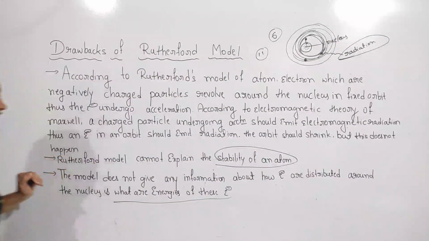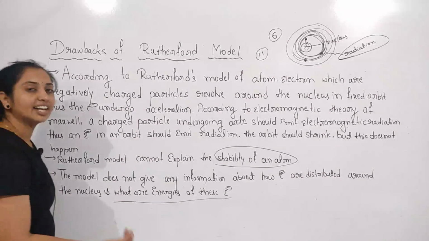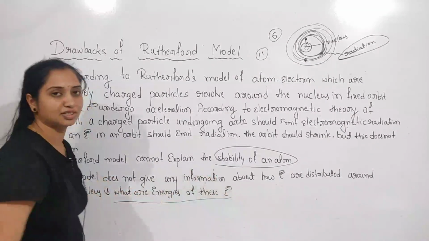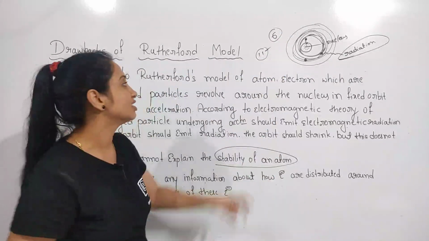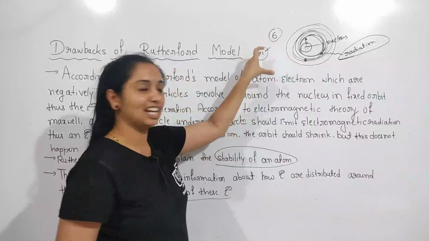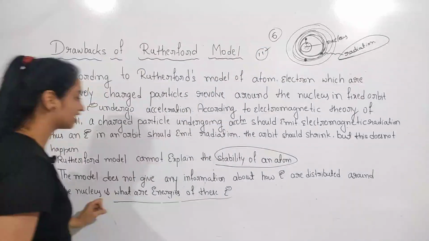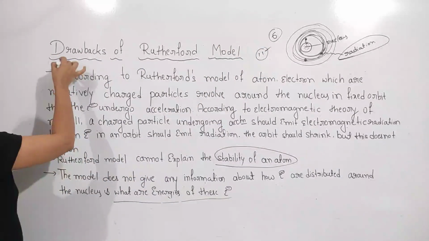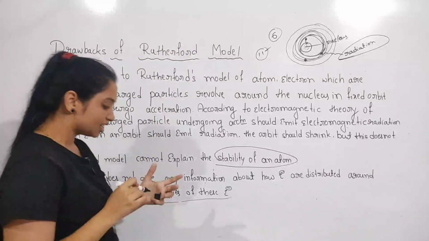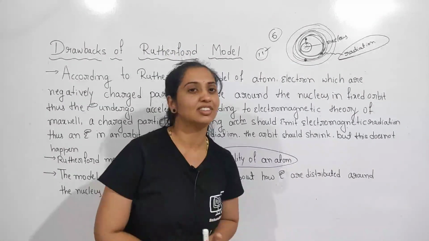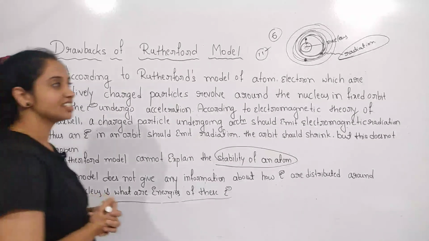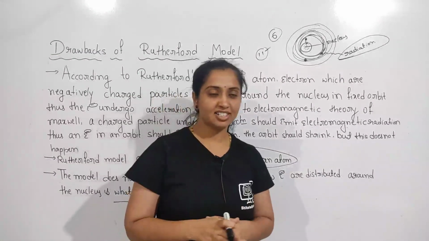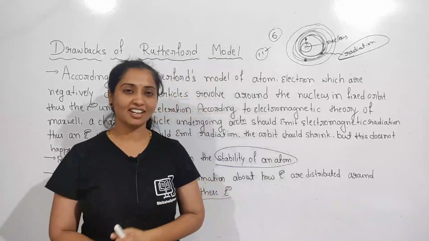So this is the third drawback. And then he can't explain the energies of these electrons. What is the capacity of all these electrons? About the energy of electrons, he doesn't explain in the Rutherford model. So these three are the drawbacks of the Rutherford model. In our next class, we will discuss some numericals about atomic number and mass number.